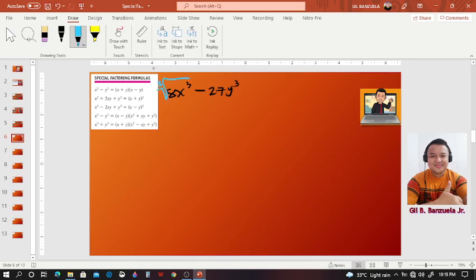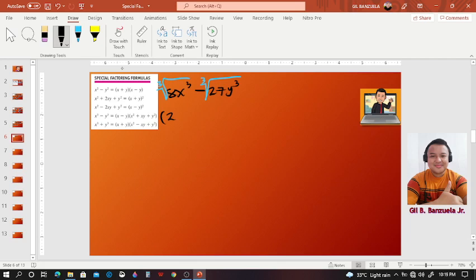So by getting the cube root of both terms. The cube root of 8, of course, that is 2. So again, if you are asked to get the cube root of 8, simply ask yourself what times what times what for you to get 8. So that is 2 times 2, 4 times 2, 8. So that's why your answer is 2.